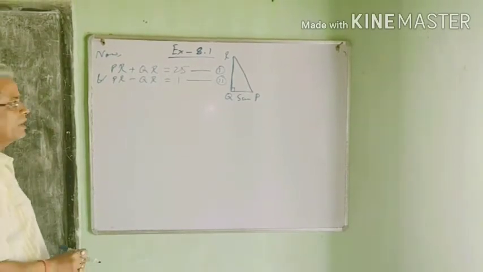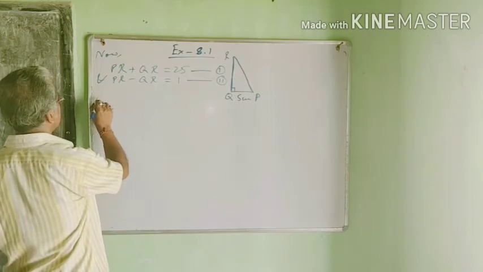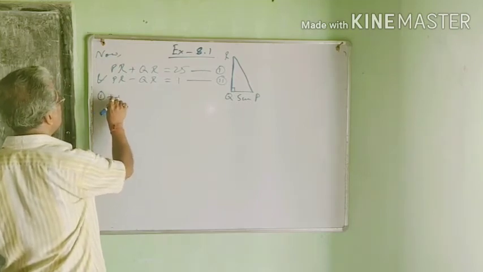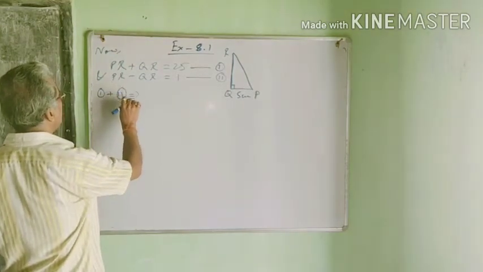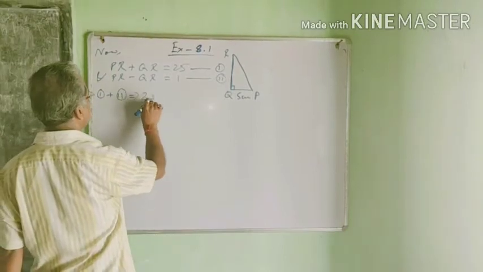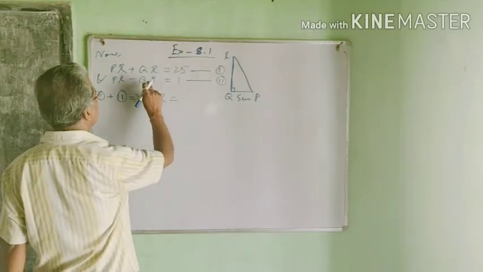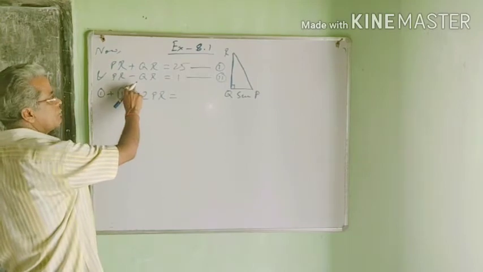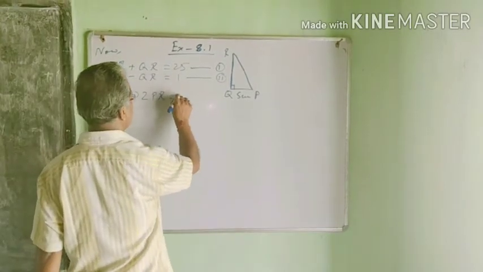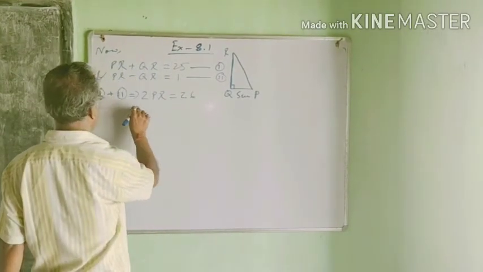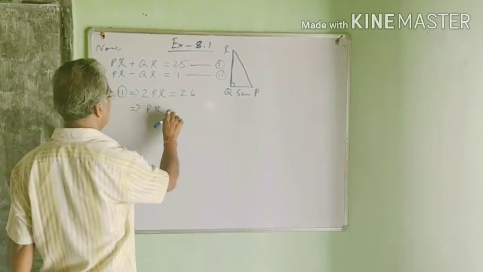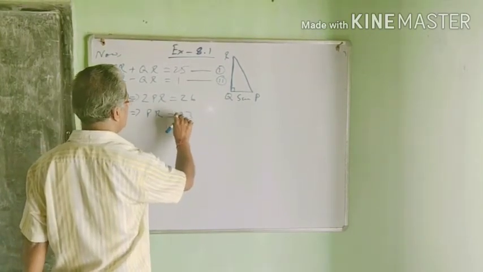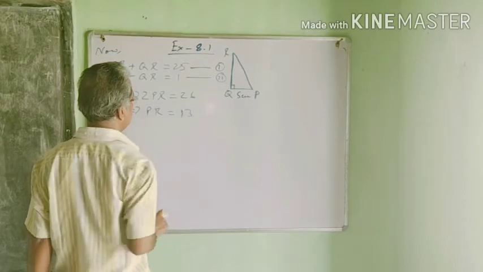Solution of linear simultaneous equations. So if we add these two, we get twice PR. QR minus QR is 0, 25 plus 1 is 26. So PR is 26 by 2, which is 13.